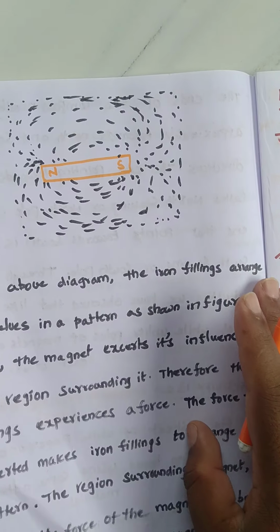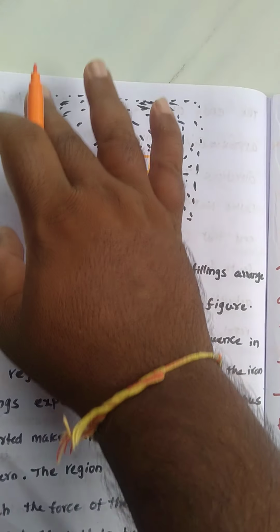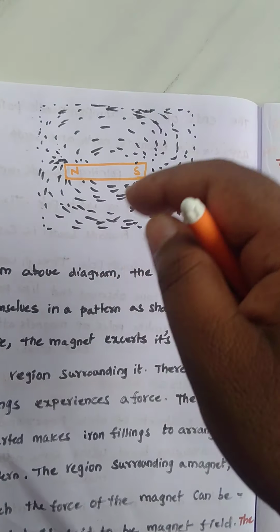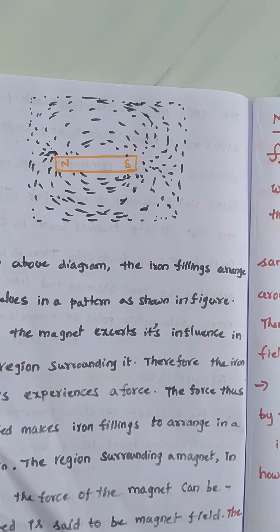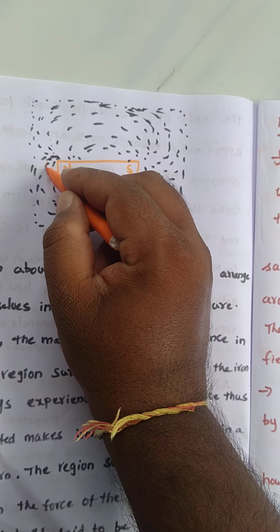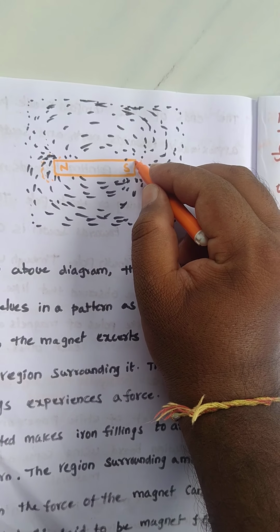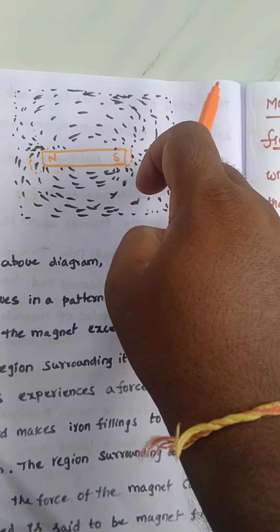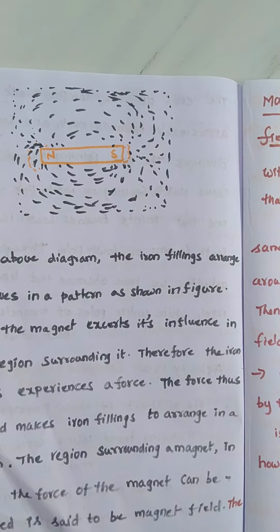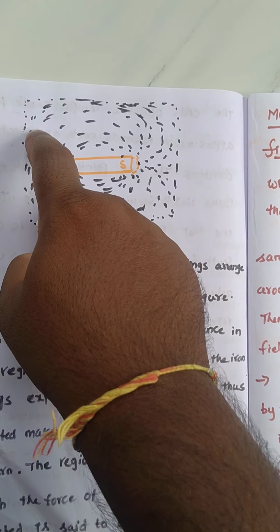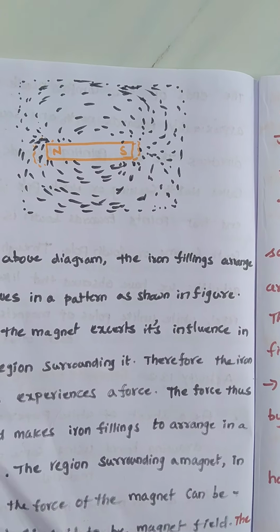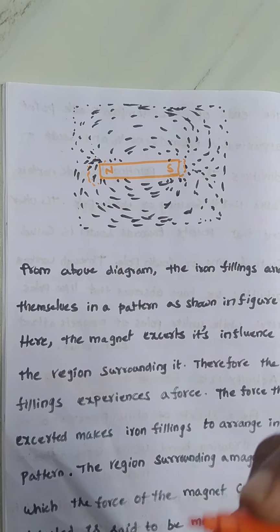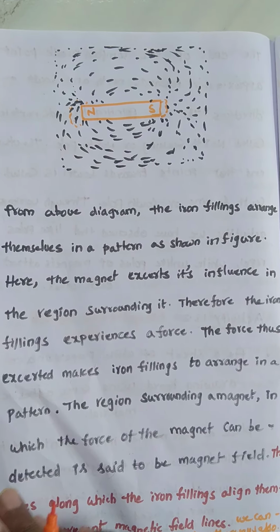Same here, I am taking a sheet of white paper. Here I place a bar magnet at the center of it, using adhesive material. Now I sprinkle iron filings on this. See here, a lot more iron filings are at the ends of this magnet, because the magnetic effect is more at these ends of the poles. These iron filings are moving from north pole to south pole. So this is a pattern the iron filings create over this bar magnet. From the above diagram, the iron filings arrange themselves in a pattern as shown in the figure.